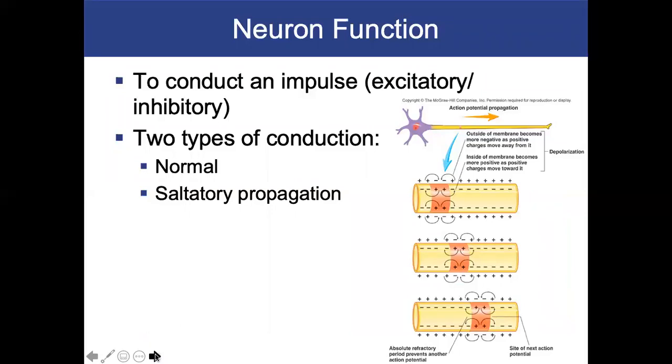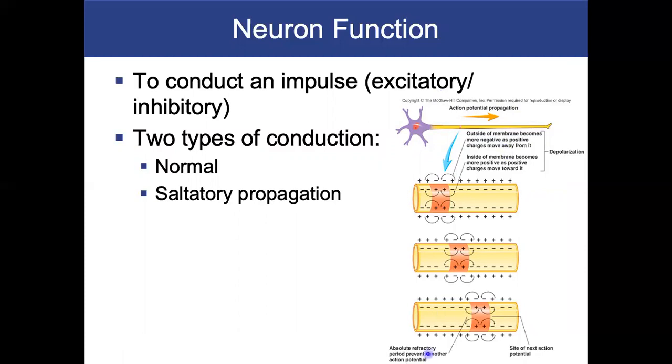The goal of nerves is actually to conduct impulses, right? Surprise, surprise. Some of them are excitatory and some of them are inhibitory. We're not going to cover inhibitory ones, we're just going to cover excitatory ones. The types of conduction would be normal conduction, so that means the action potential goes down the axon, and then saltatory propagation would be when you have myelin sheaths and the action potential jumps from node of Ranvier to node of Ranvier.